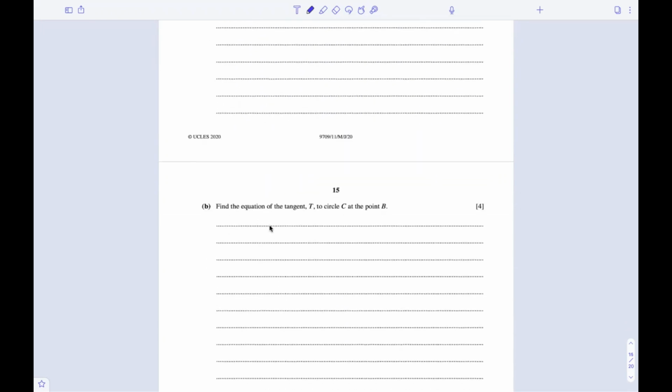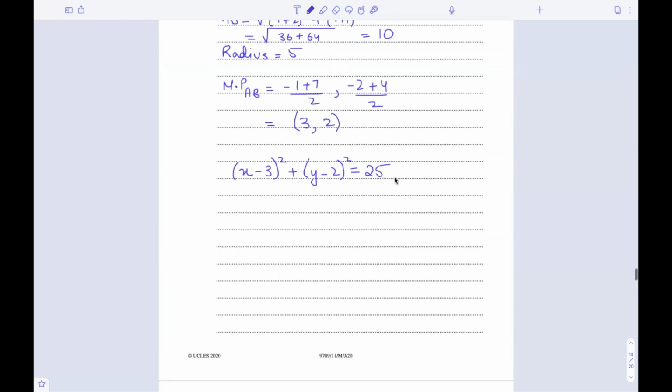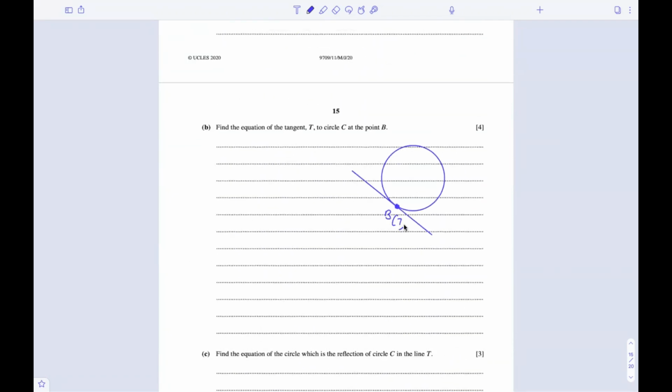In part B, we have to find the equation of the tangent T to the circle at the point B. Now, if you make the circle C again, and this is the point B, we have to find the equation of the tangent at point B. For the tangent, we need the gradient, and for the equation of any line, we have to find the gradient and a point. So we know that point B, which is (7, 4), is a point on the tangent.